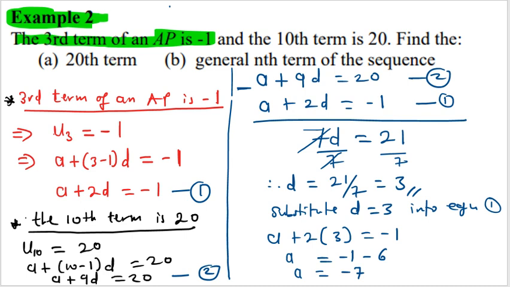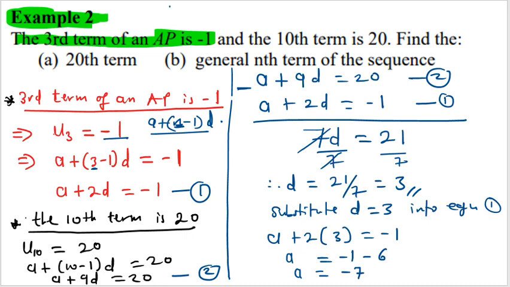But what is the general term? The general term of the AP is A plus n minus 1 d. This is your general term. So if n is 3, that's the third term. You substitute 3 there. So you are going to get the third term is a plus 3 minus 1 d, and it is equal to negative 1.